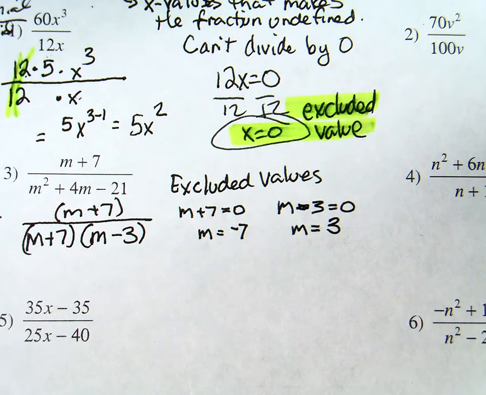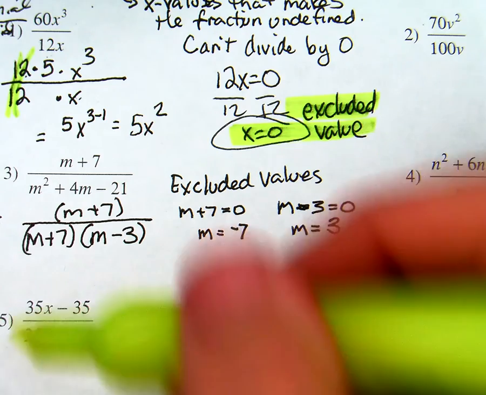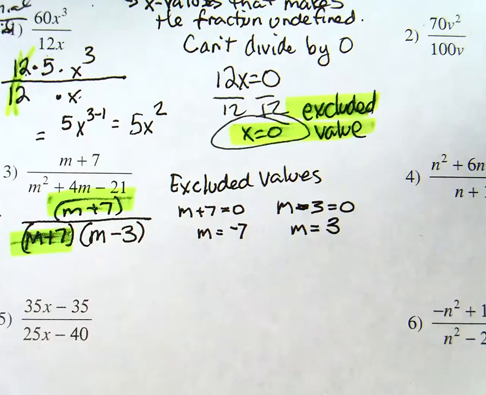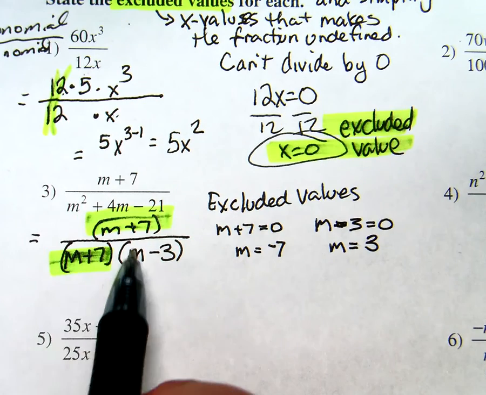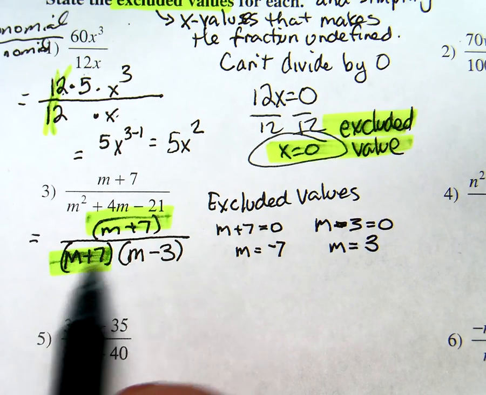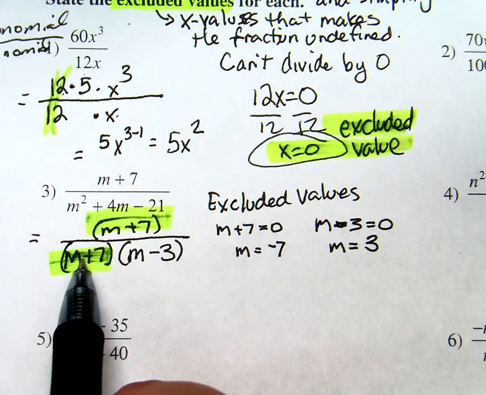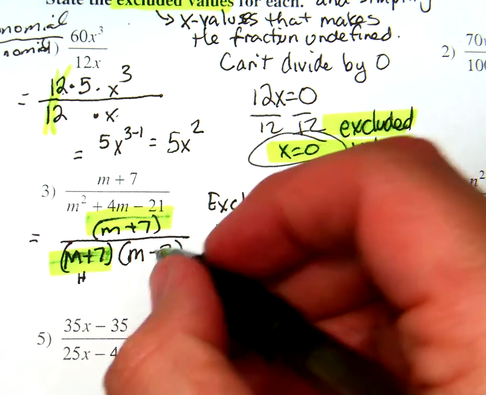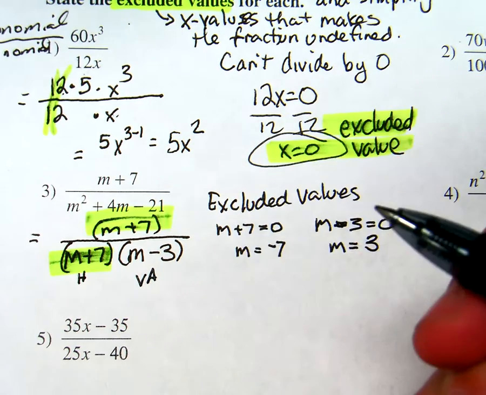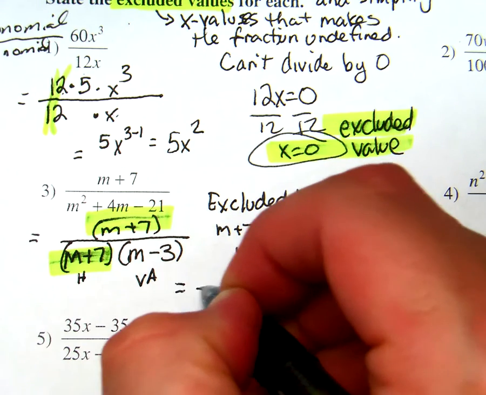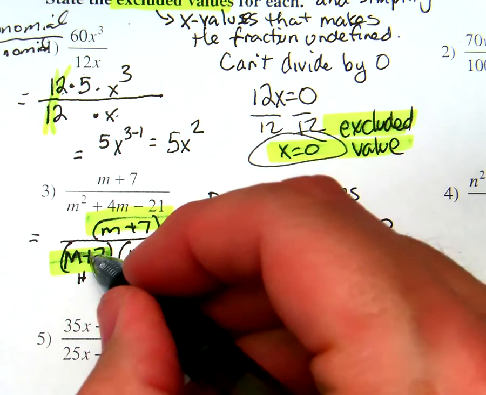So if we graphed this, we'd have a couple different things going on there. Now, any factors I can divide out? m plus 7. So I can divide that out. So let me ask you this. Since the denominator is where we find our holes and asymptotes, is m plus 7 a hole or an asymptote? A hole. m minus 3, is that an asymptote or a hole? Asymptote. So I could say VA there. And then I could just say the final answer, the m plus 7s are divided out, it's just 1 over m minus 3.